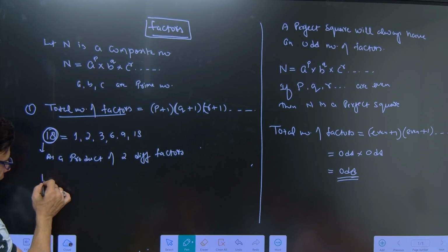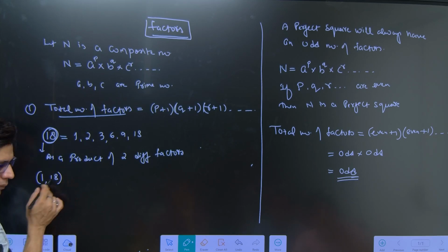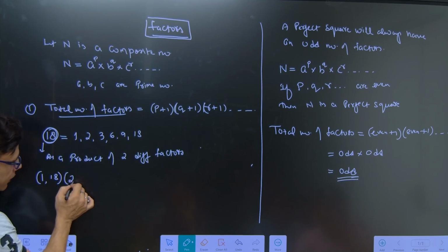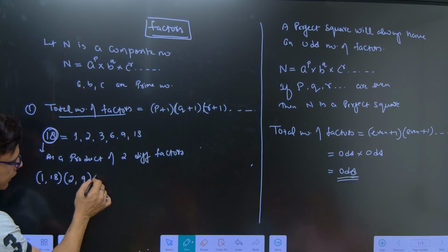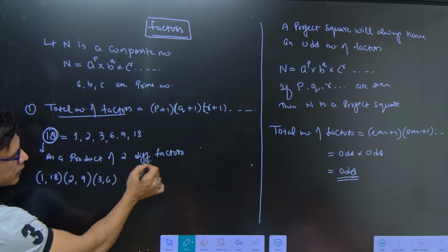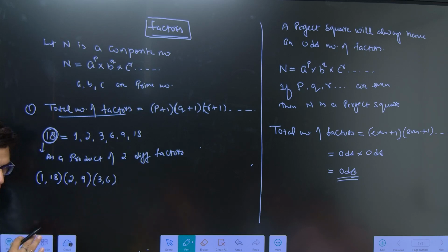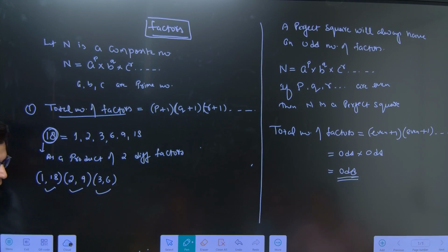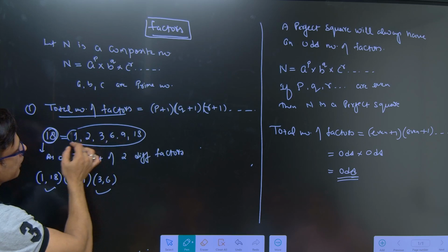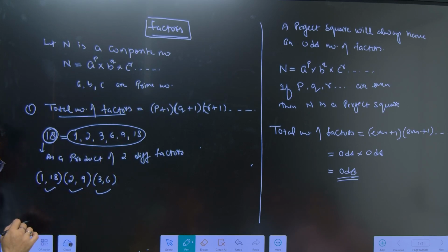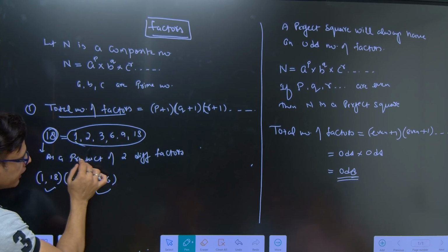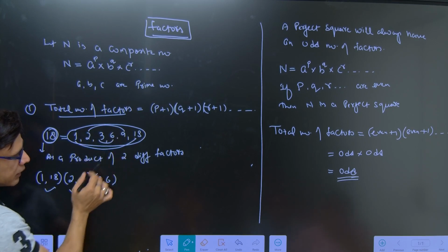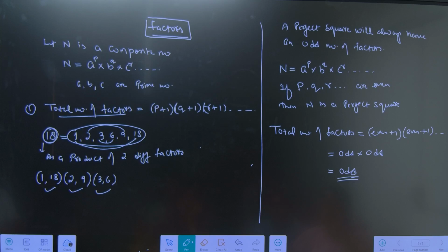So 18 you can write as 1 into 18. You can also write 2 into 9 and you can also write 3 into 6. Different factors means all factors have to be different, right? So in how many ways can we write? 3 ways. What is the total number of factors here? 6. Half of that is 3 because you can make a pair, right? 1 and 18, 2 and 9 and 3 and 6. Clear?